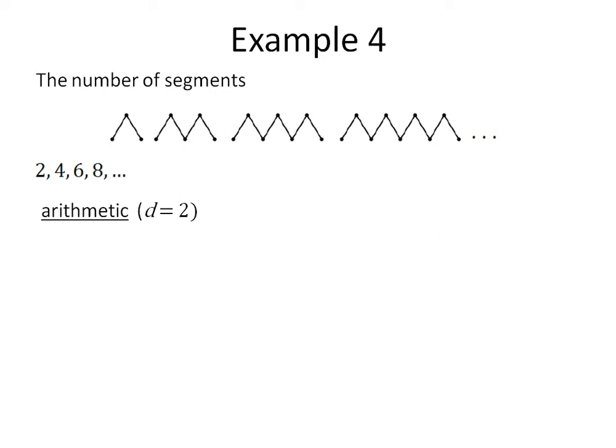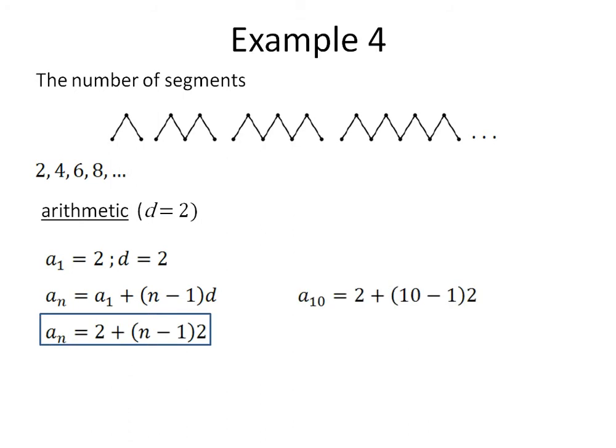So we put it into our formula that they gave us. A sub 1 is 2, d is equal to 2, so there we are. A sub n, that's our formula, is equal to a sub 1 plus n minus 1 times the difference. So a sub n is equal to 2 plus n minus 1 times 2. Then we need to find the value for a sub 10. So we substitute 10 in for n in our formula that we just developed. So this gives us a sub 10 is equal to 2 plus 9 times 2 is equal to 20. So there's our two answers that we need to satisfy this question.